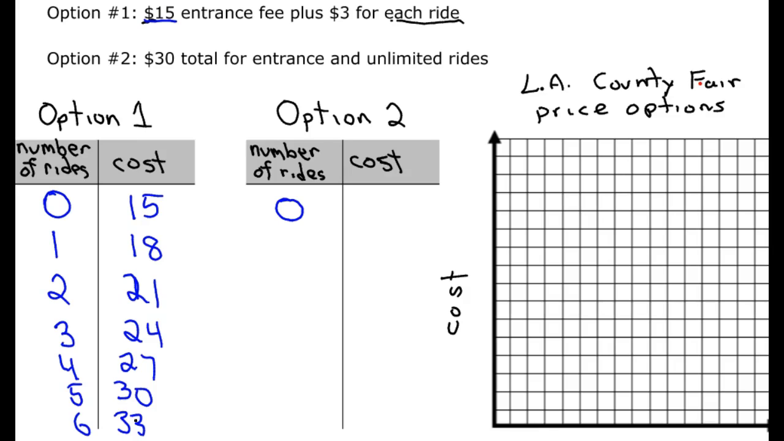And this is something you can figure out. Just imagine you went to the fair. You go to the gate, you pay $15. Every ride you went to, you had to give them $3 more. And you can figure out these numbers.